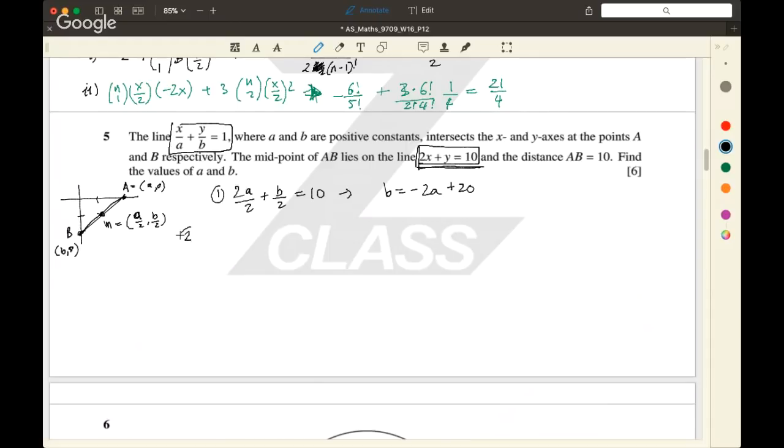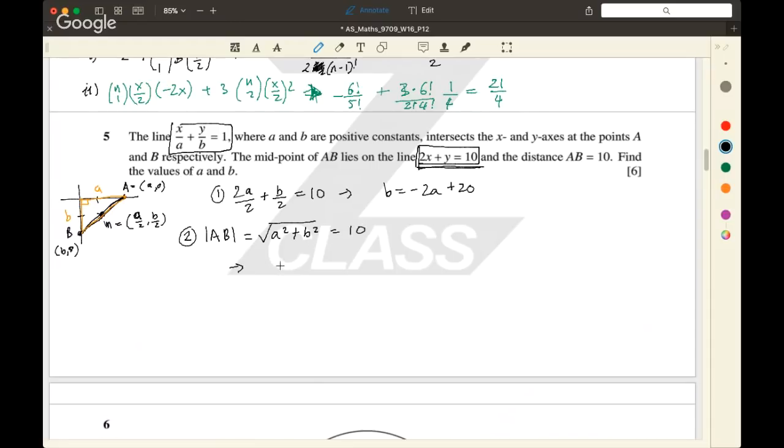And the second piece of information I'm given is that this line AB has a magnitude of 10. Well, what is the line AB? How do I get that? Well, I know that the length of it is the hypotenuse of this triangle here. And what is this triangle? Well, it's a right angle triangle. This side has length a and this side has length b. So the hypotenuse squared is a squared plus b squared. And this is equal to 10 squared.